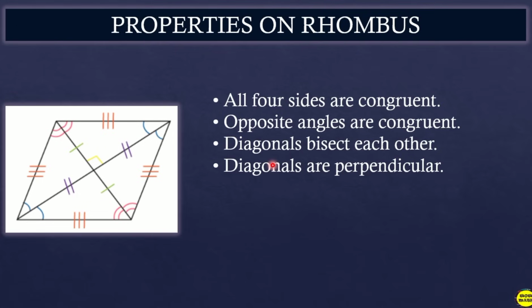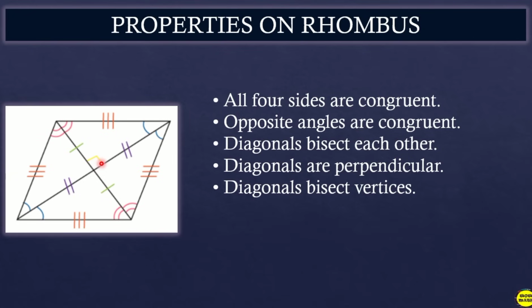Next, diagonals are perpendicular. Kapag nag-bisect yung ating dalawang diagonals, nagkaka-form din siya o nagkakaroon tayo ng right angle. Why? Because the diagonals are perpendicular. So, it forms four right angles. Okay? So, tatandaan na kapag perpendicular, it forms right angle. So, ito pong ating diagonals dito, ibig sabihin, meron siyang nabuo na apat na right angles because they are perpendicular.